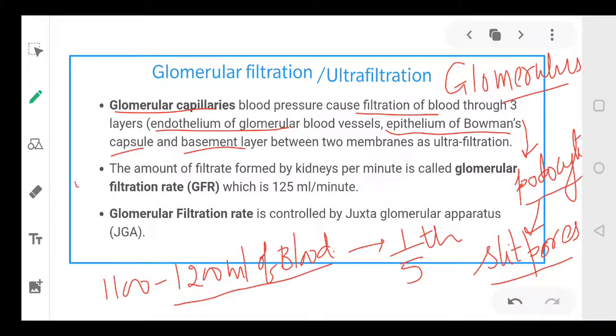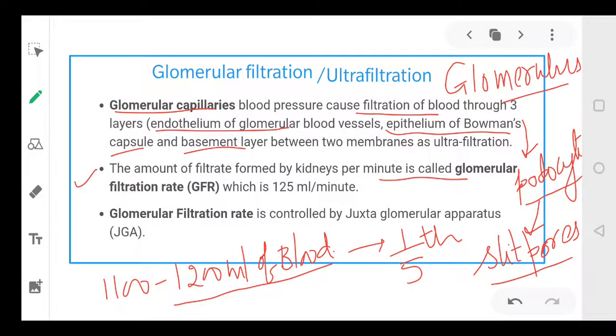The amount of filtrate formed, this waste which is formed, is called filtrate. So the amount of filtrate formed by kidneys per minute is called glomerular filtration rate. Kidneys ने कितने blood को filter किया है per minute, that is the glomerular filtration rate, and it is also called GFR. What is it called? GFR.